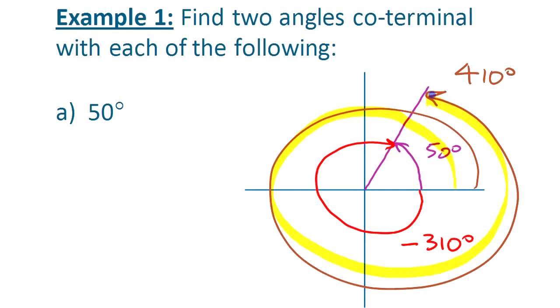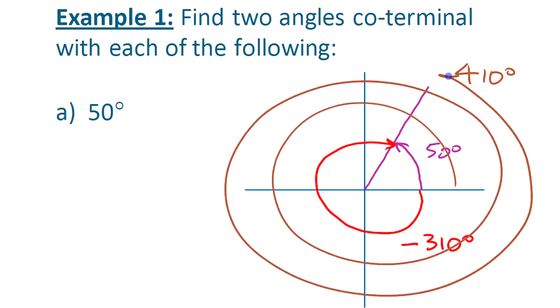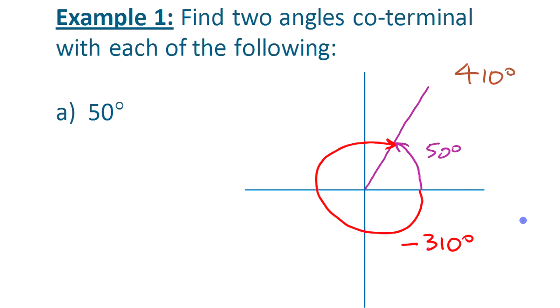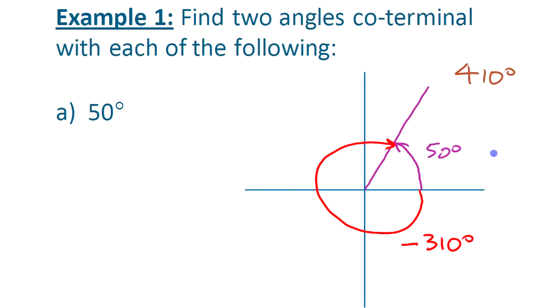You could add one that has two turns, right? You could go 1, 2, and then stop there. Or you could go once and then stop here going backwards. There's an infinite number of angles that are coterminal with that.